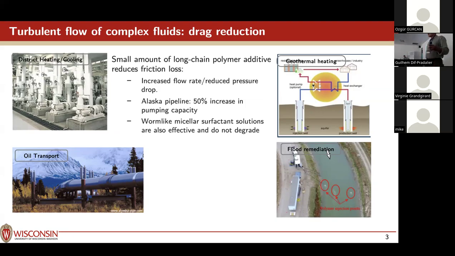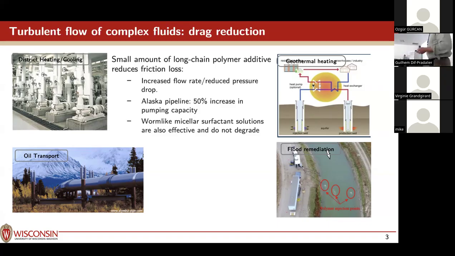This is a phenomenon that's been known since the 40s. It's widely used in a lot of industrial processes, including transport of crude oil. You can get similar effects from solutions of surfactants that form what are called worm-like micelles. So they form micelles that are sort of polymer-like, and those are very effective in aqueous systems for drag reduction.